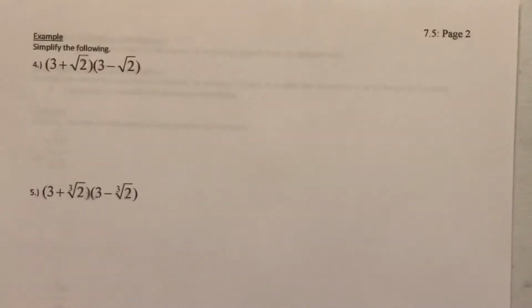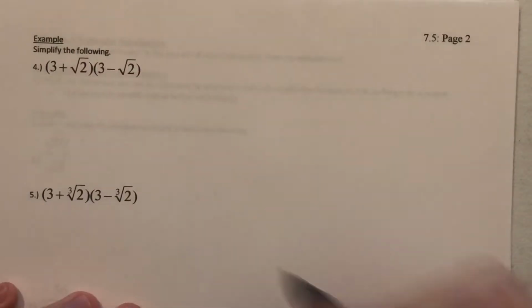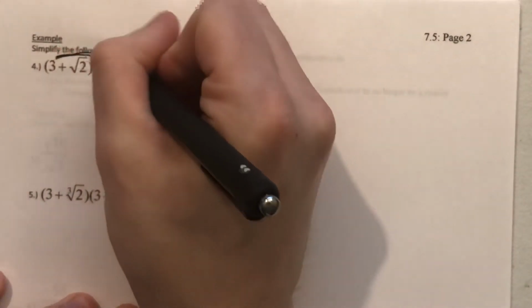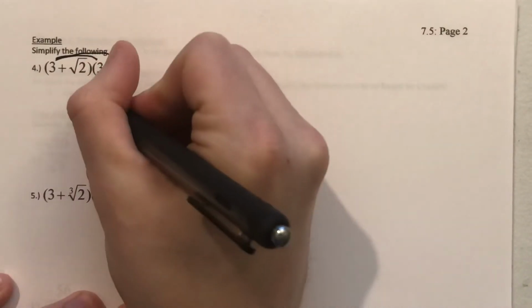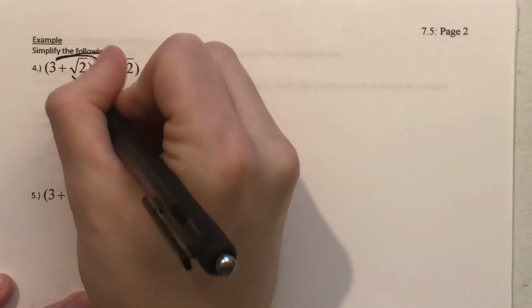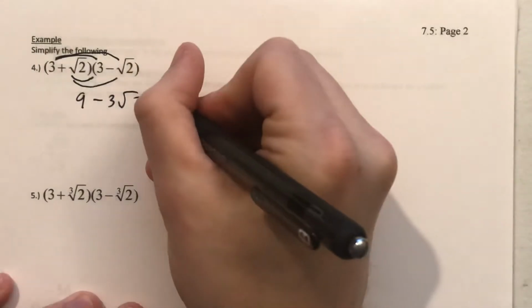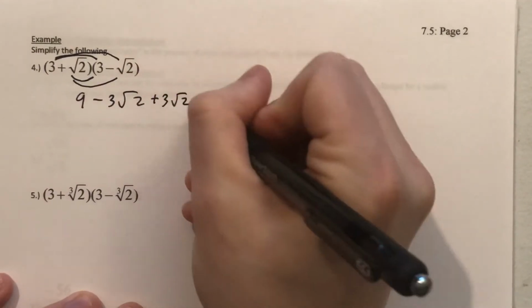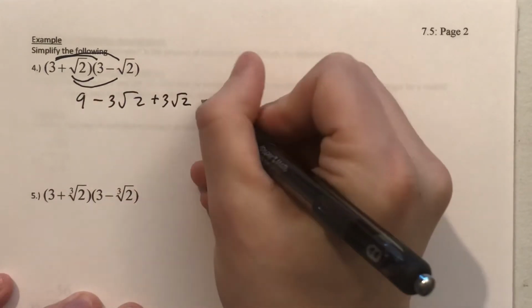All right, next one. Again, we'll do the distributing. Distribute that 3, gives me 9 minus 3 root 2. Distribute the root 2. Notice that'll give me a positive 3 root 2. And then this guy here, I'll go ahead and write it out again.